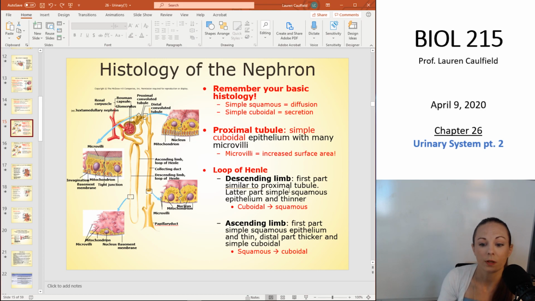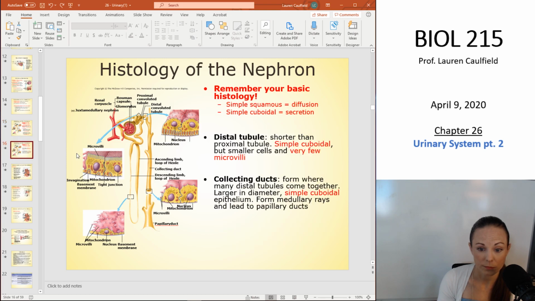It will. So as we transition from cuboidal to squamous, we are going to change from absorbing lots of solutes to absorbing lots of water. Okay? And then as we ascend, that ascending limb, we're going to transition from that squamous to cuboidal. And then in our distal convoluted tubule, okay, we return to that basic cuboidal epithelium, but we have very few microvilli, okay, which means that we're not going to be doing a whole lot of reabsorption here.